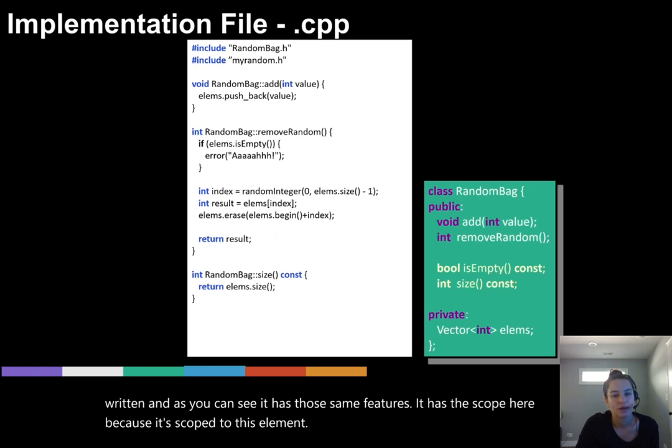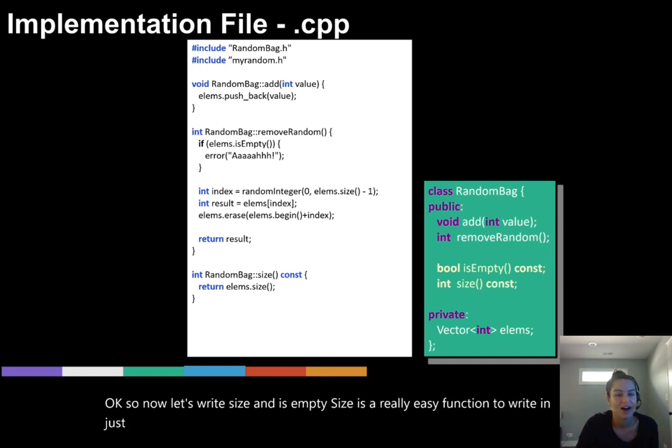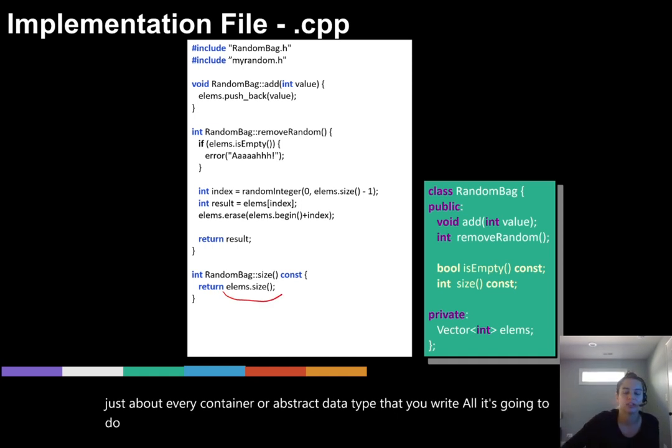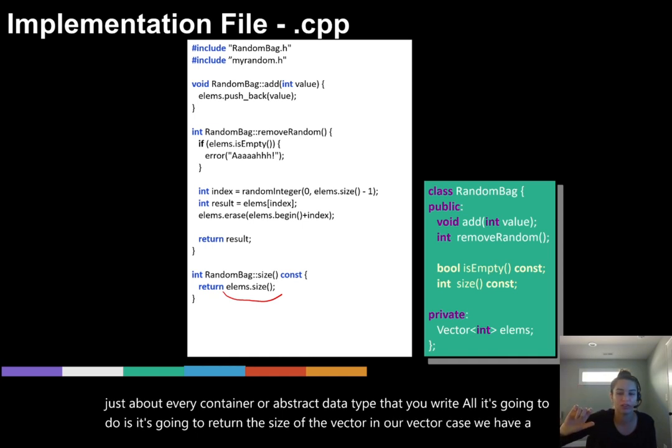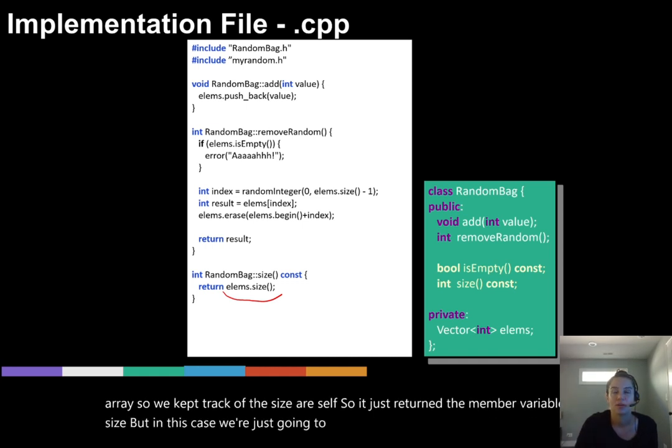Okay, so now let's write size and isEmpty. Size is a really easy function to write in just about every container or abstract data type that you write. All it's going to do is return the size of the vector. In our vector case, we have a C array, so we kept track of the size ourselves, so it just returned the member variable size. But in this case, we're just going to call the public member function of the elements array.